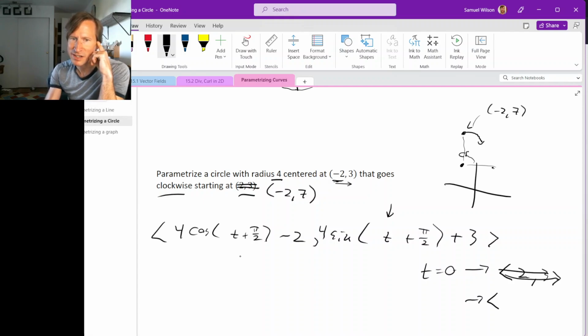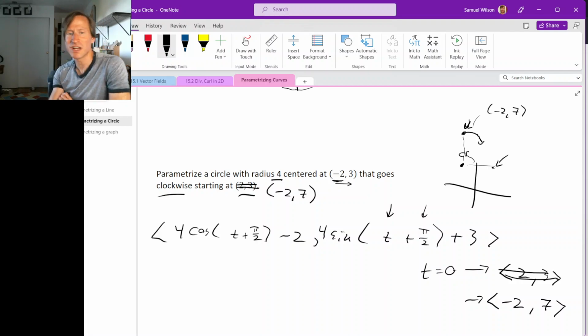So now when we plug in t equals 0, we get 4 times cosine of pi over 2, but cosine of pi over 2 is 0, so 0 minus 2, we get -2. And then when t is 0, we get 4 times sine of pi over 2, that's 1, so 4 times 1 is 4, plus 3 is 7. Okay, so you can see adding an initial angle let us start up here at the top of the circle instead of at the right-hand point on the circle.